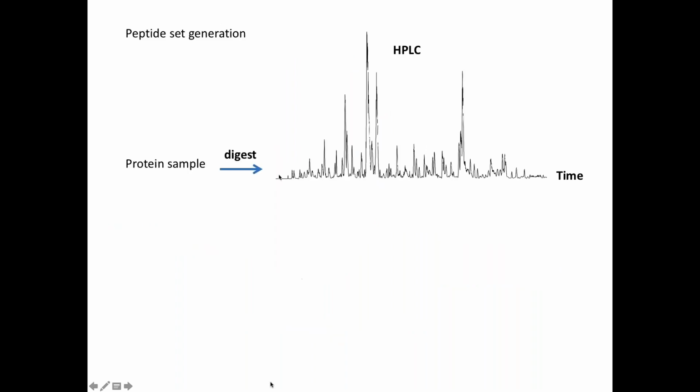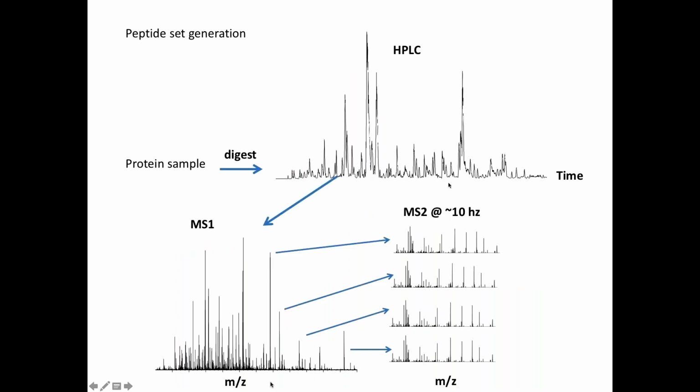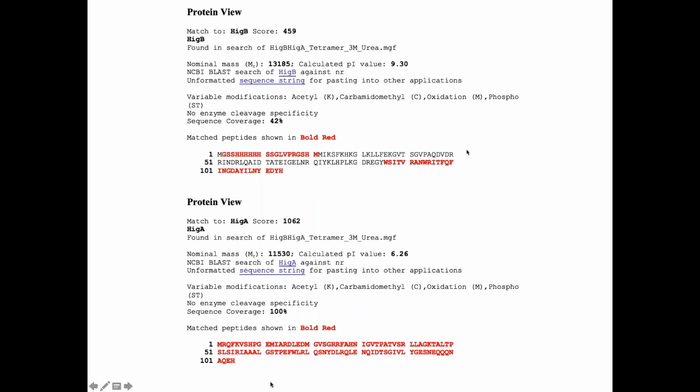But what we're now doing, we're all spoiled. We take our protein, we digest it, we fractionate it, we generate MS1 data at a very high duty rate, 10 hertz here, so we're going to get 10 MS scans per peak, with fragmentation. We then push that over to a computer on either Sequest or Mascot, and then what comes out is a sequence coverage map for a protein.